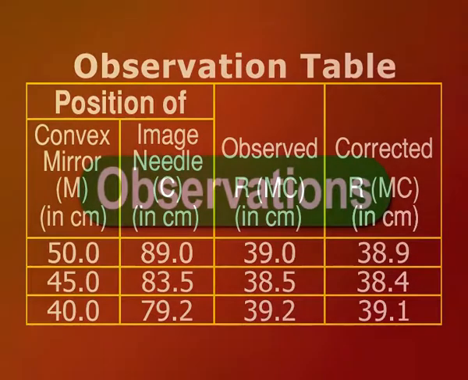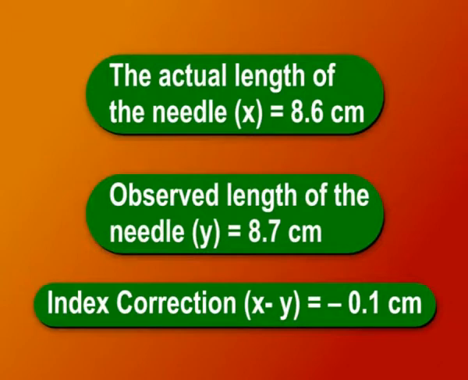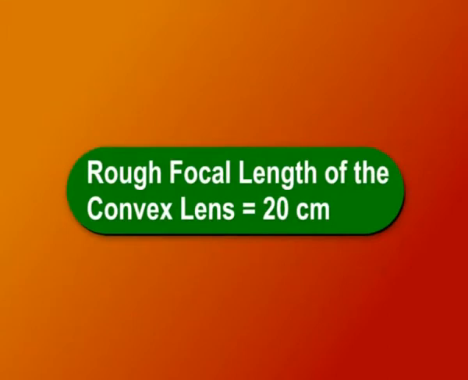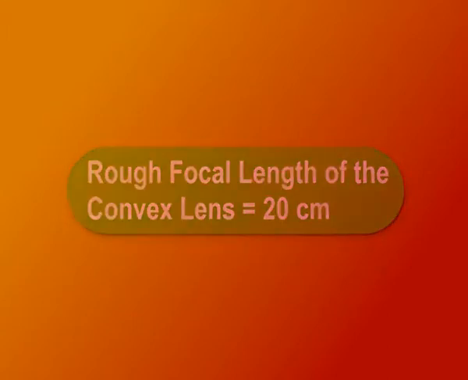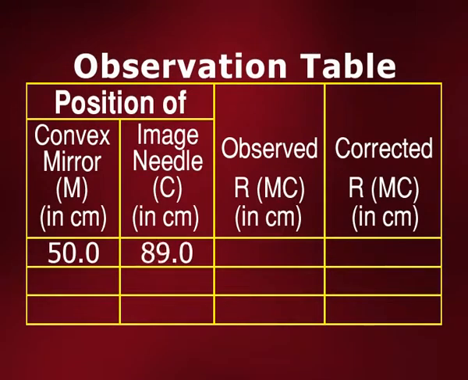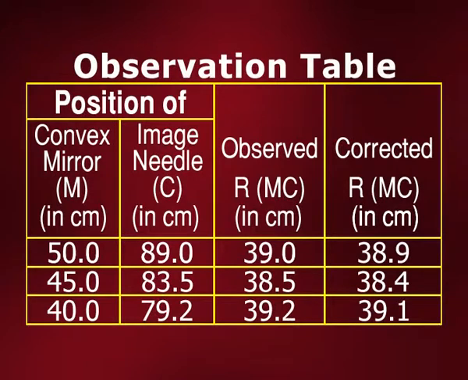And now, it is the turn of learning how to write the observations. The observation for index correction that we took initially is to be written as shown here. Then, state the rough focal length of the convex lens in centimeter. The observation table is to be made like this. See it carefully and keep the headings of the columns in mind. You can write brief hints for use later on. The various observations are going to be like this.